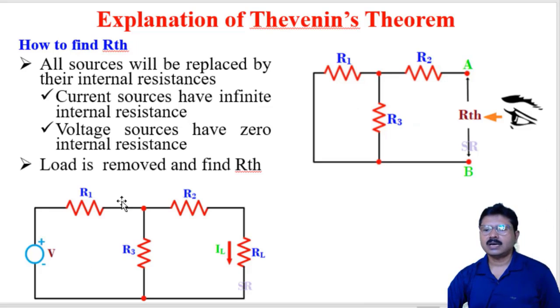Next, how to find the RTH? To find out the RTH, again we will remove the load resistance. This is the load resistance, so we will remove this load resistance. And one extra thing we should do, we will replace all the sources. There might be a voltage source, might be a current source. We will replace the voltage source or current source with their internal resistances.